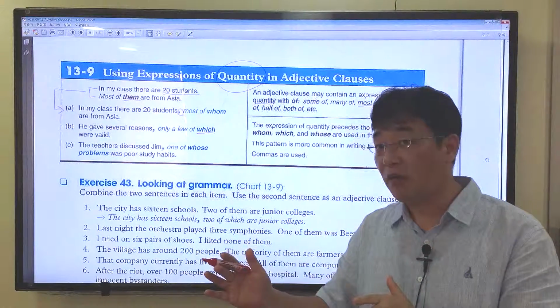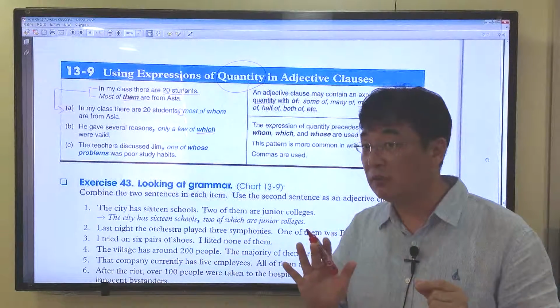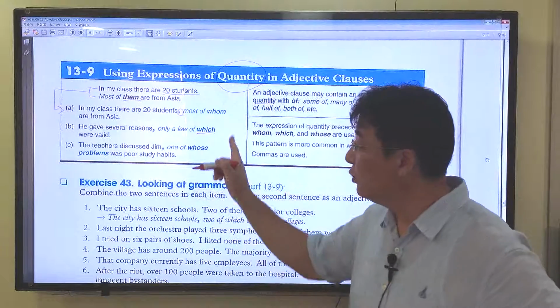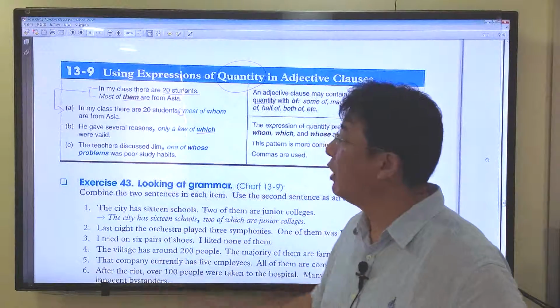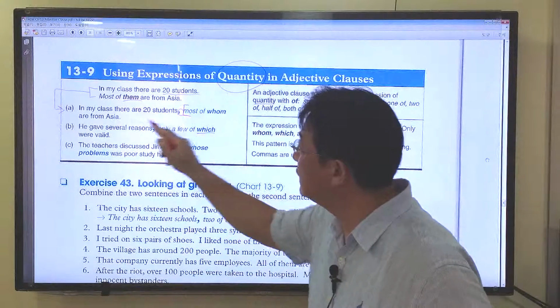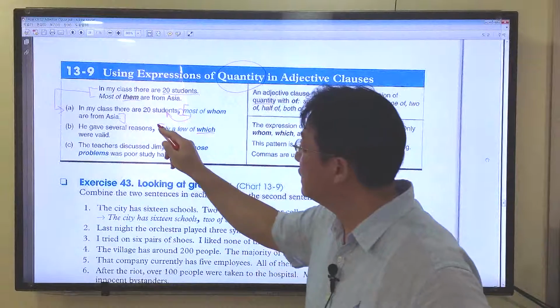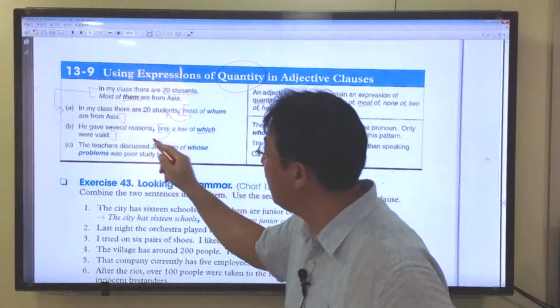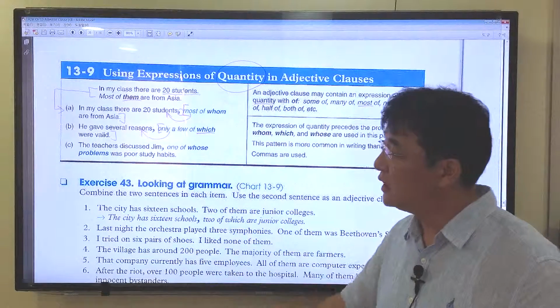Is there a different form for the object case in comparison with the subject case? There's no difference in terms of its form. 그죠? which 쓰면 되죠. 그죠? That's why we come to have only a few of which were valid. So the first adjective clause modifies 20 students, the second adjective clause modifies reasons.